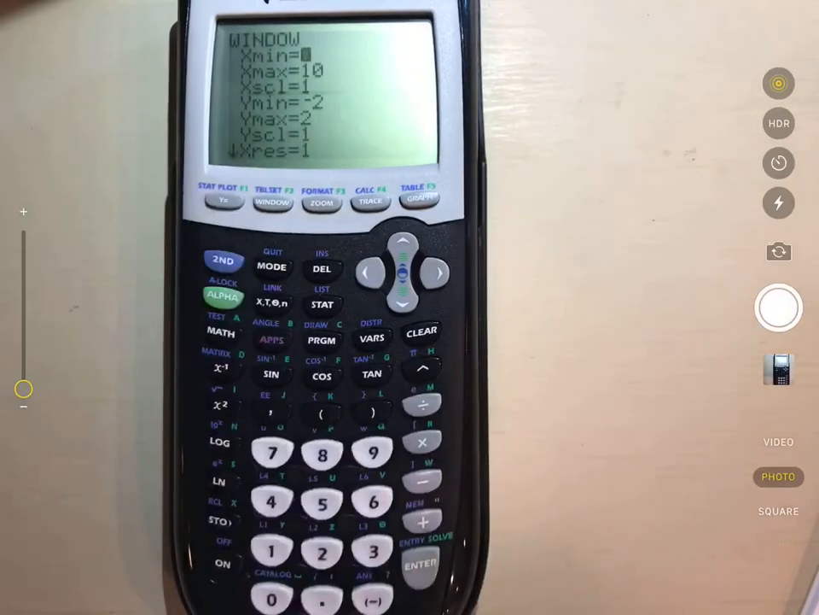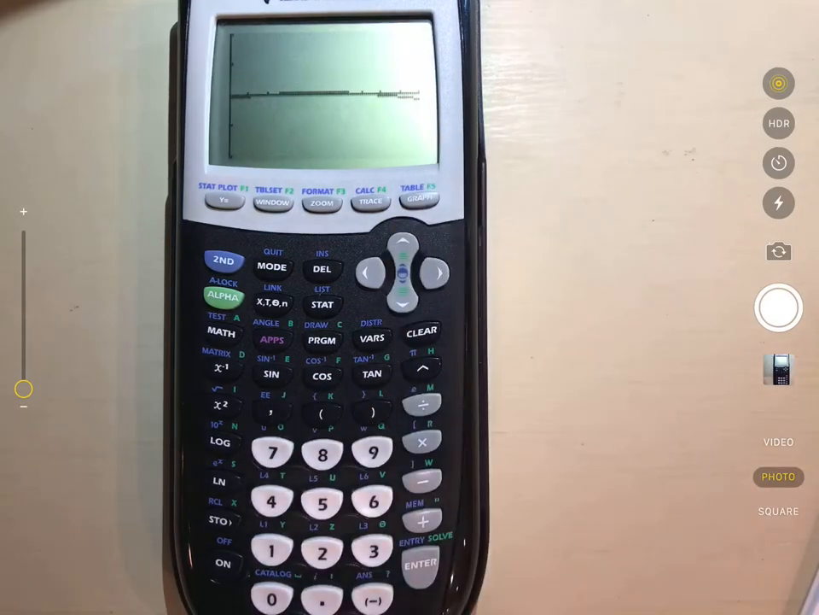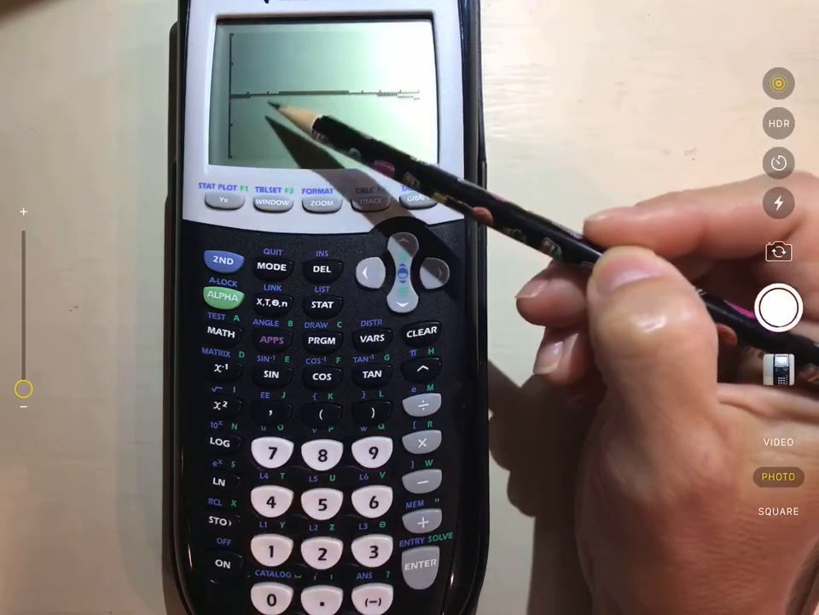Your window is probably not the same as my window, so let's go ahead and change it by pushing window. And then I just pick some values. I had my x go from 0 to 10. I had my y value go from -2 to 2. And I just kind of played with those numbers. I pushed graph to see if I can see my picture.